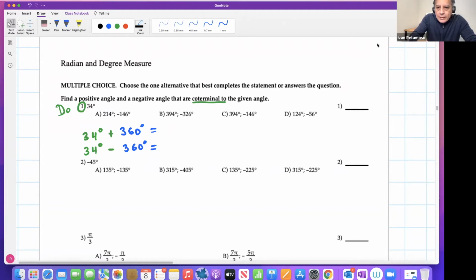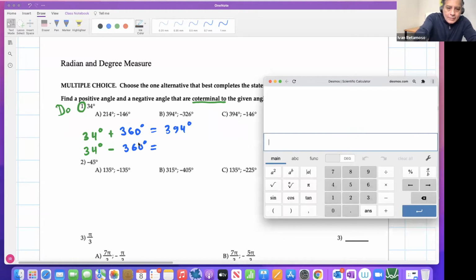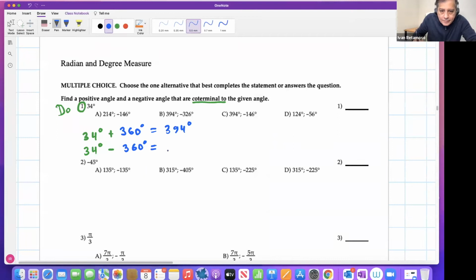Okay, guys, so let's do it together, okay? In order to get a positive coterminal angle, I add 360 to my original angle 34 degrees, and as a result, I'm gonna get 394 degrees. This would be the positive coterminal angle, right? Now, to get a negative coterminal angle for 34 degrees, I simply subtract 34 minus 360. And as a result, I get negative 326 degrees, and that is telling us that this should be the answer, right?